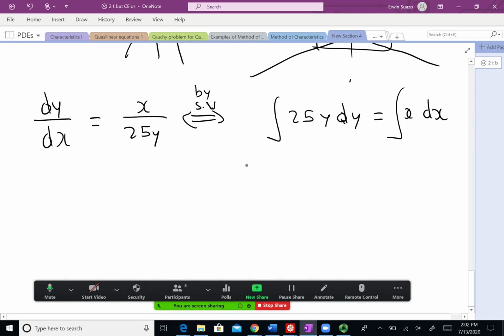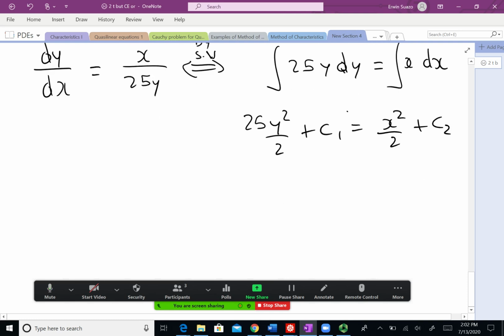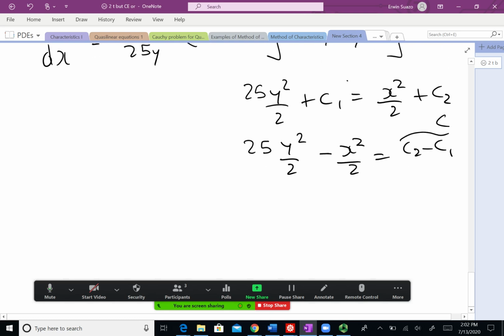Now you integrate, so you get 25y squared divided by 2 plus, well, in this case, let's say you put constant c1 here, equals x squared divided by 2 plus constant c2. So you move it back, 25y squared divided by 2 minus x squared divided by 2 equals c2 minus c1, but one constant minus another constant is another constant. So instead of c2 minus c1, I'm just gonna call it c.